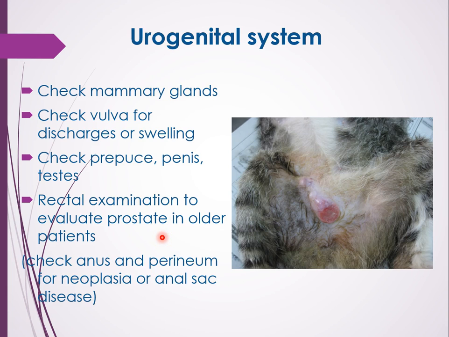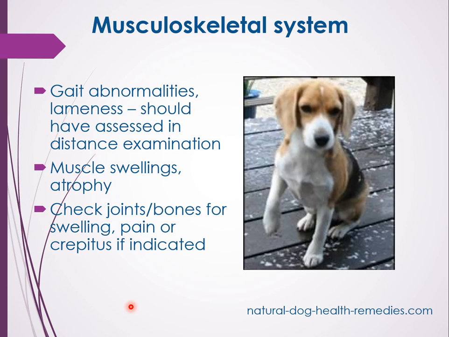Rectal examination usually will be done if you need to evaluate the prostate gland for your older patient. But while you're there, of course, you have to check the anus and perineum area to see whether there is any abnormality or anal sac disease. All right. So your anatomy has to be very good. Where the anal glands are situated, in order for you to appreciate those structures. All right.